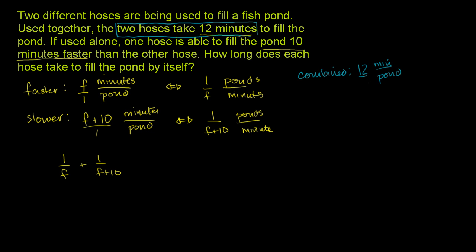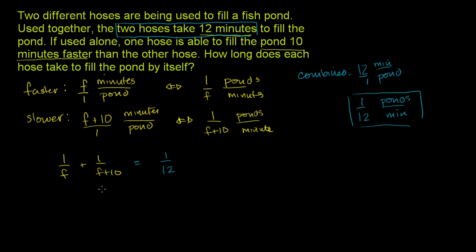So you could use this 12 minutes per one pond. You could take the inverse of this, or take the ratio in terms of ponds per minute instead, and you get 1 over 12 ponds per minute. In 1 minute, combined, they'll fill 1/12 of a pond, which makes complete sense because it takes them 12 minutes to fill the whole thing. So in 1 minute, they'll only do 1/12 of it. So this is their combined rate in ponds per minute. This is also their combined rate in ponds per minute. So this is going to be equal to 1 over 12.